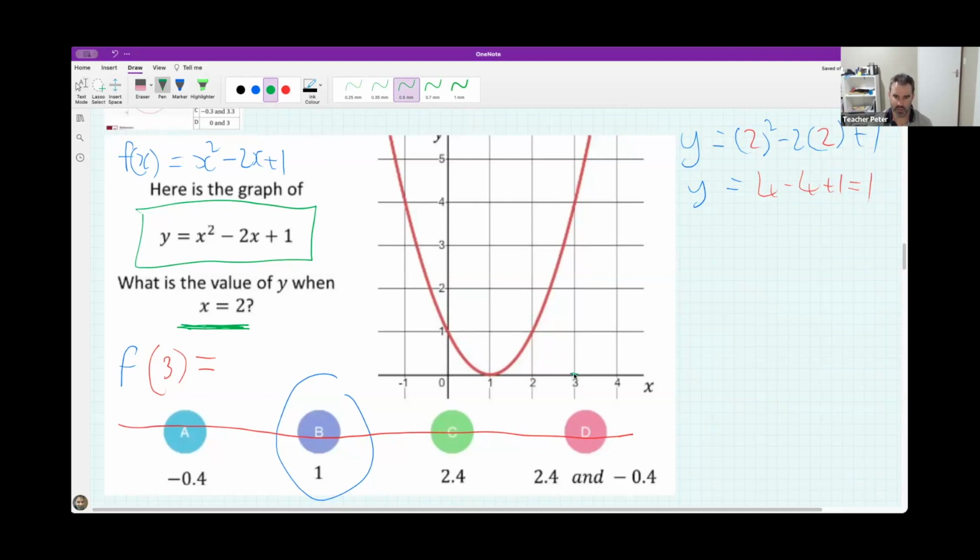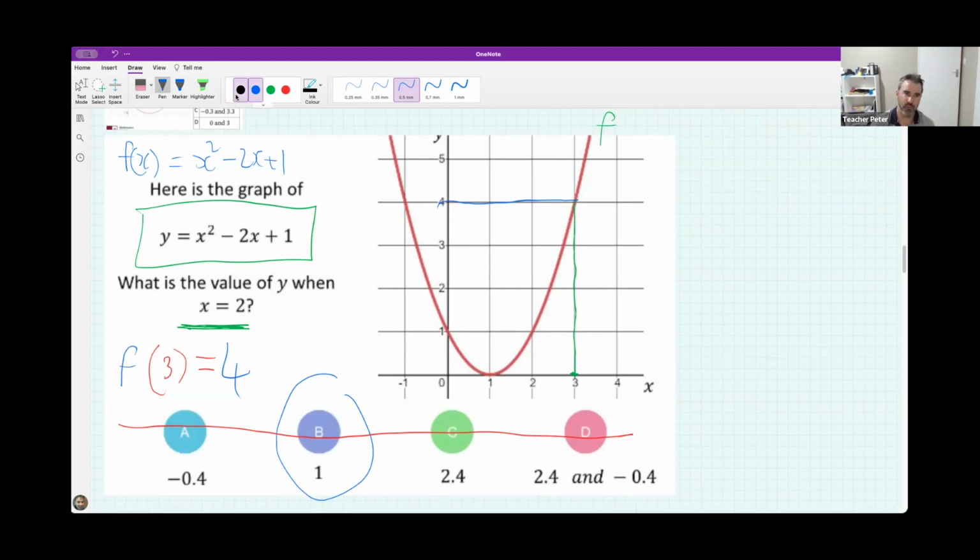So here's 3, and this is the function f. So if this is the function f, let's see what happens when I put a 3 into this. It seems to be going with the value 4. So f of 3 is in fact 4. Okay, so that's how you use function notation using a graph.